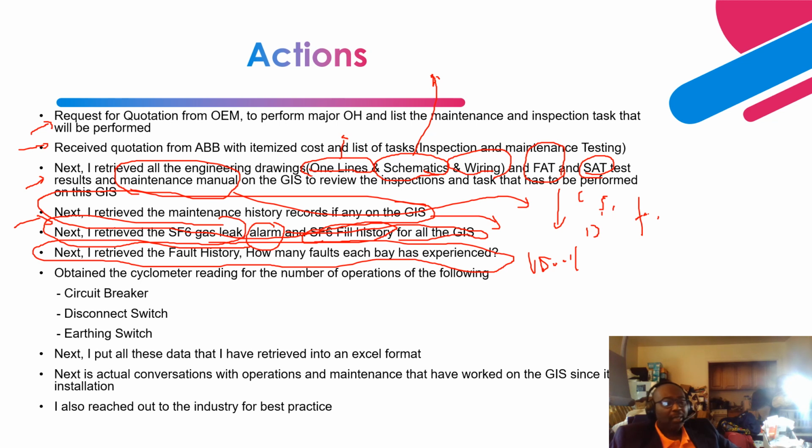Then I indicated the cyclometer. Cyclometer means you have a counter, really, that basically provides an indication of the number of times the circuit breaker has operated. Then the number of times the disconnect switch has operated and the earthing switch has operated. And if you have a fast earthing switch, you can also obtain its operations.